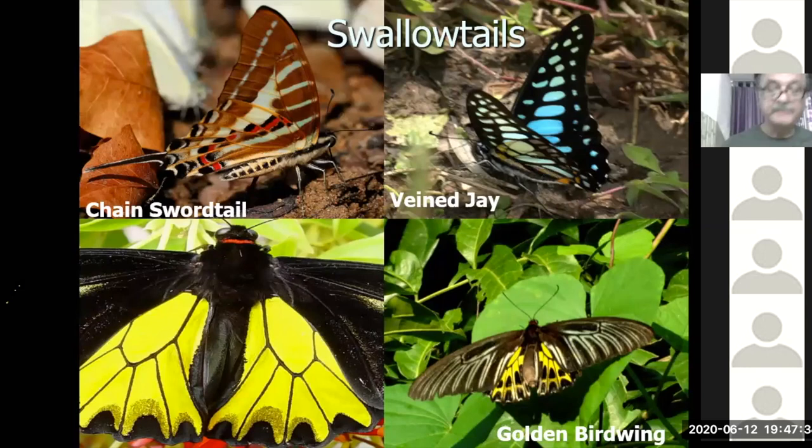This is the English swordtail and the Wayne Jay, and then that's a bird wing butterfly. Bird wings are large butterflies, and the largest butterfly in India is the southern bird wing that is found in the Western Ghats, not in the Northeast. In the Northeast, there are two bird wings, the golden bird wing and the common bird wing. The difference between them is that the male has a slight black dusting. You see the border of the wing here, the hind wing, the black dusting here. That black dusting is present only on the golden bird wing.